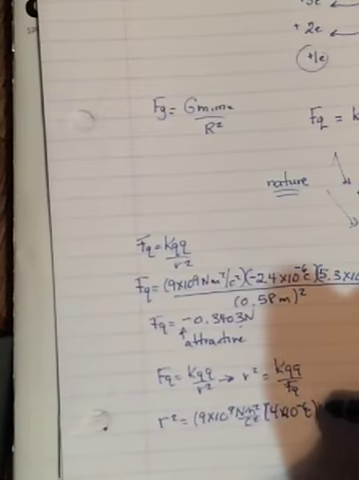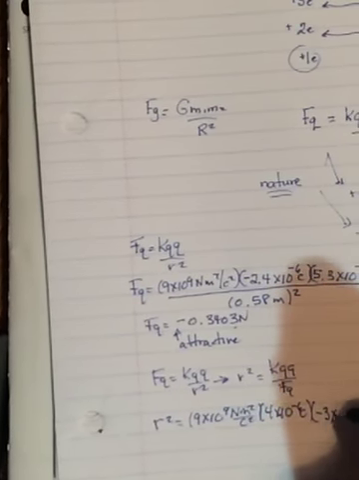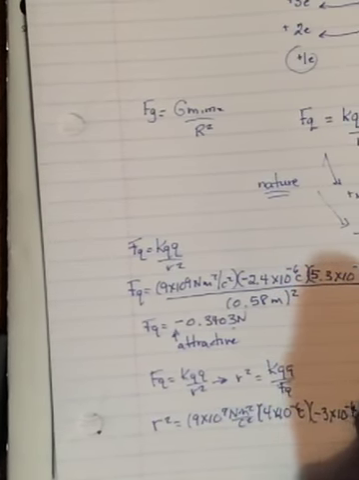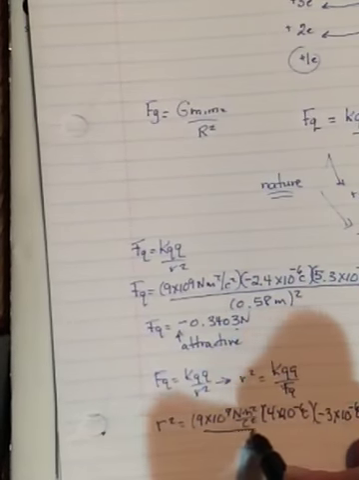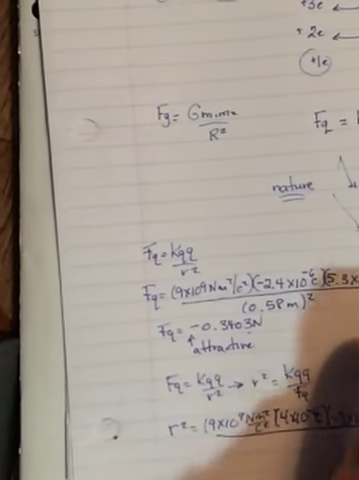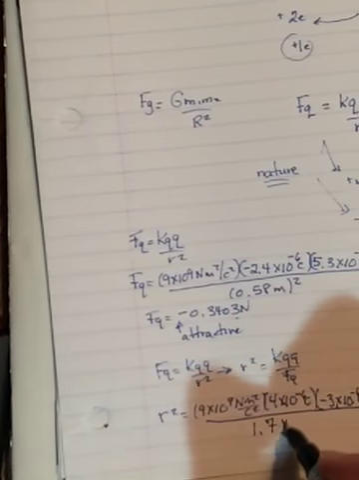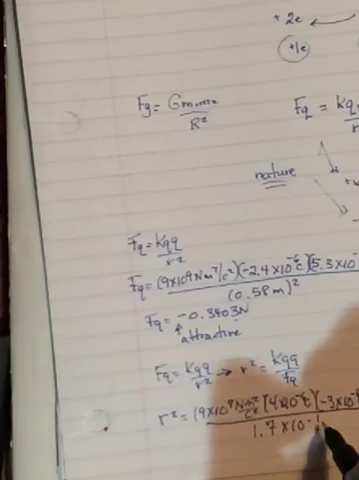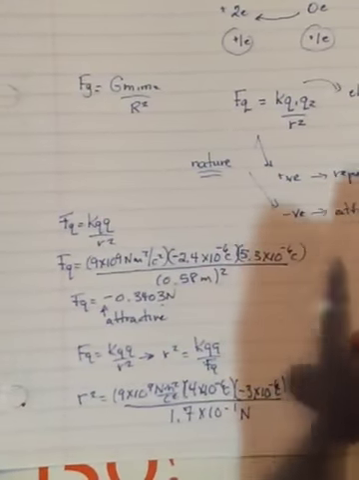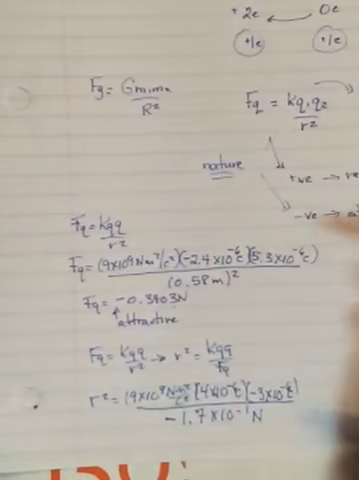The other one is negative 3 microcoulombs, so negative 3 times 10 to the negative 6. And then over the force. And the force is 1.7 to the negative 1. But it says it's an attractive force, and we've already talked about the fact that attractive forces are negative. So you have to put a negative on here.